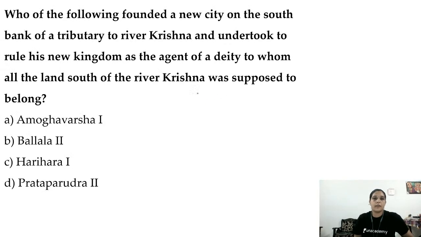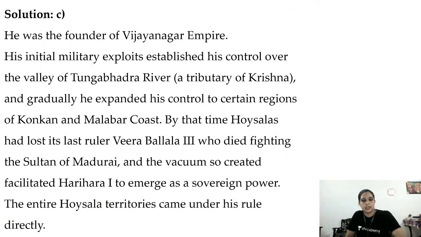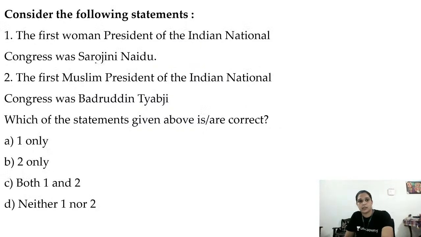Okay. Who of the following founded a new city on the south bank of a tributary of the river Krishna and undertook to rule his new kingdom as the agent of the deity to whom all the land south of the river Krishna was supposed to belong? So it is Harihara 1. So it's again a history, ancient history question. He was the founder of the Vijayanagar Empire, in the valley of the Tungabhadra river. We all know Krishnadeva Raya, but the founder of the Vijayanagar Empire is Harihara. So this is the important concept.